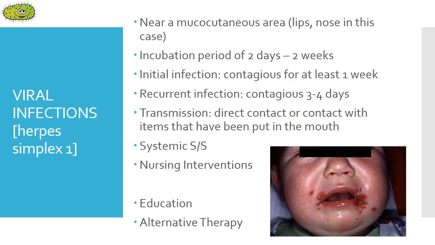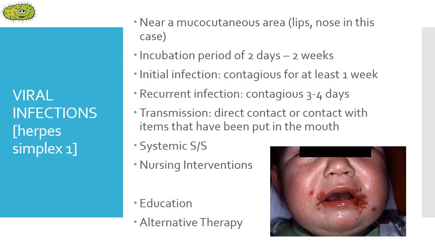So herpes simplex 1 occurs typically near a mucocutaneous area, so anywhere where you have mucosa, so lips, nose in this case, or around the mouth, or inside the mouth. And there are very small, painful vesicles that you'll see, just like in this little picture here on the right.